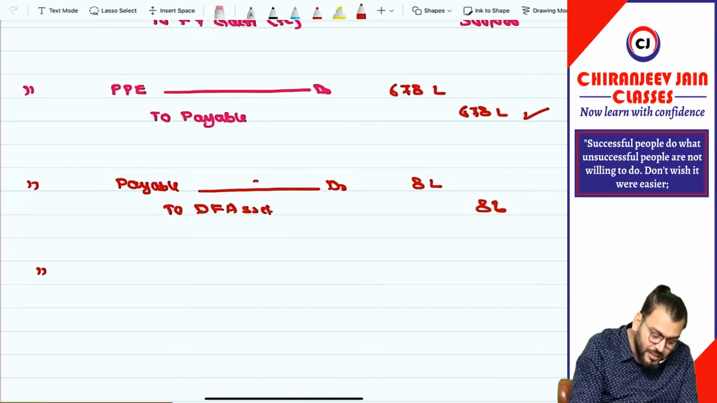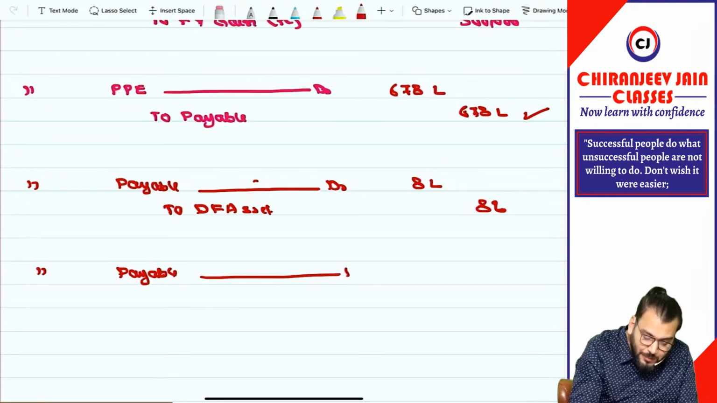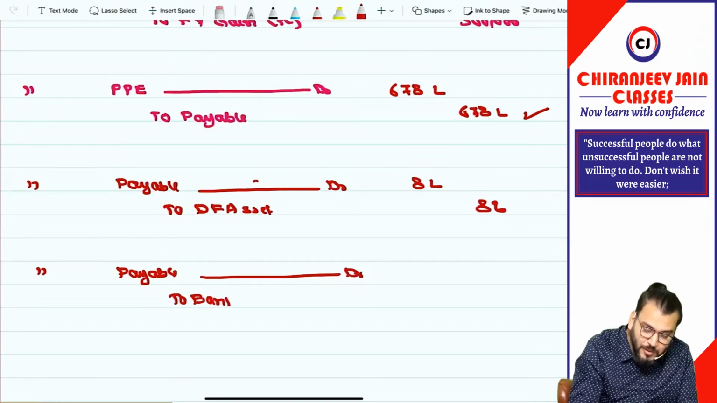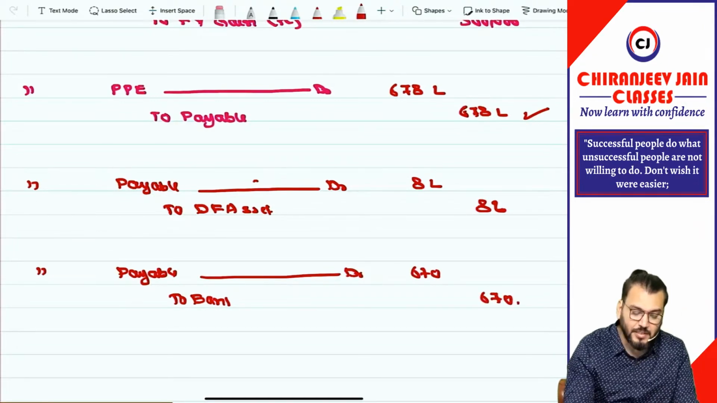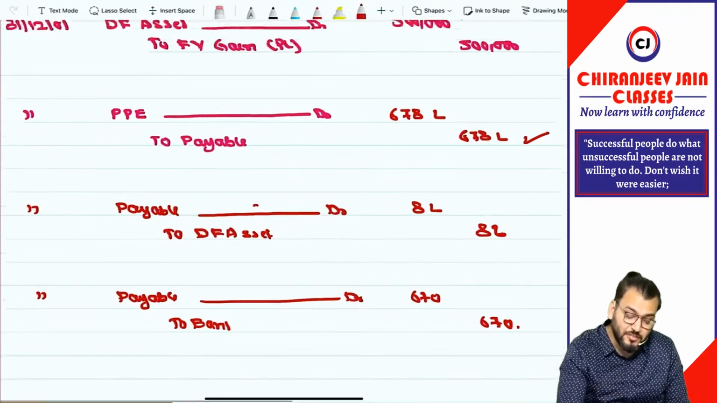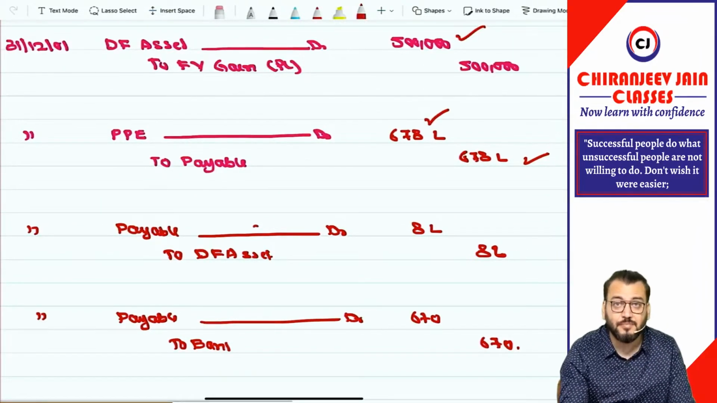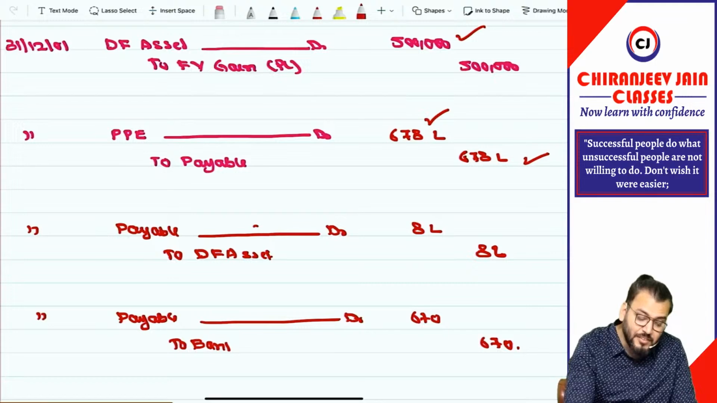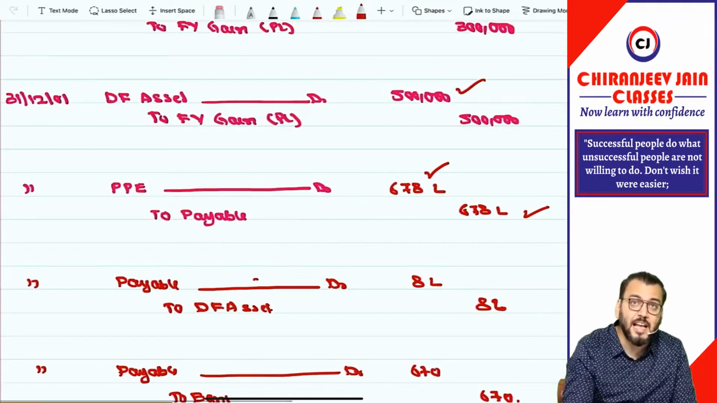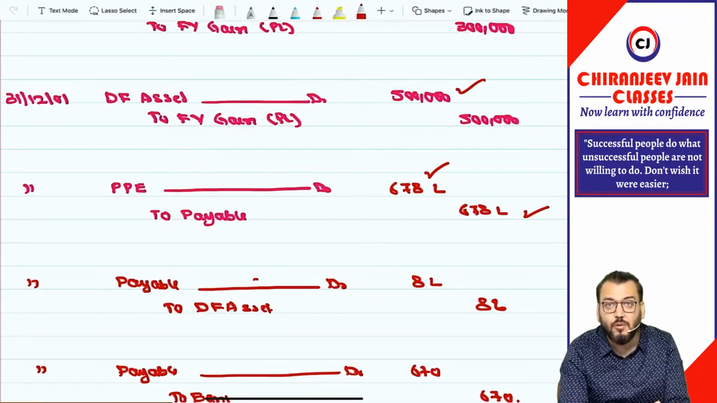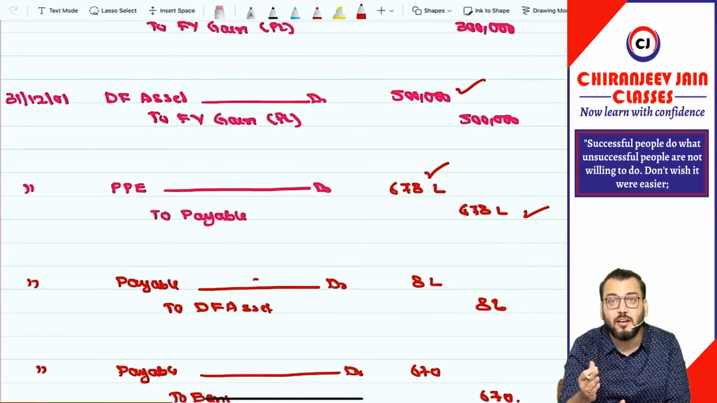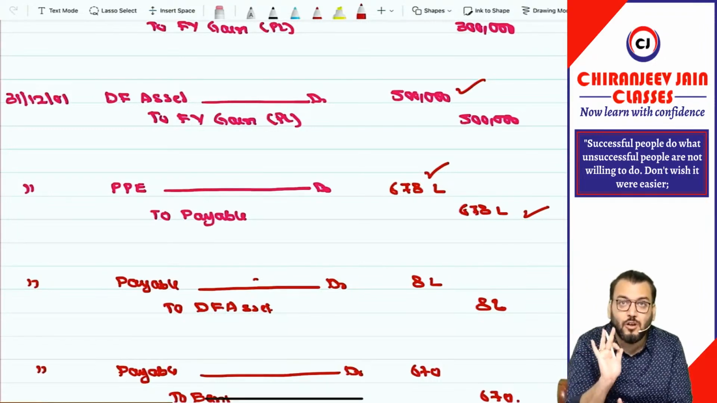Means what is the next journal entry? Payable account debit to bank, 670 lakhs. Understood. But you can see machinery was recognized as 678, and there was a derivative financial asset of 8 lakhs. If you had not done this accounting, what journal entry would you have done? Machinery account debit 670 to bank. That was not the correct journal entry.